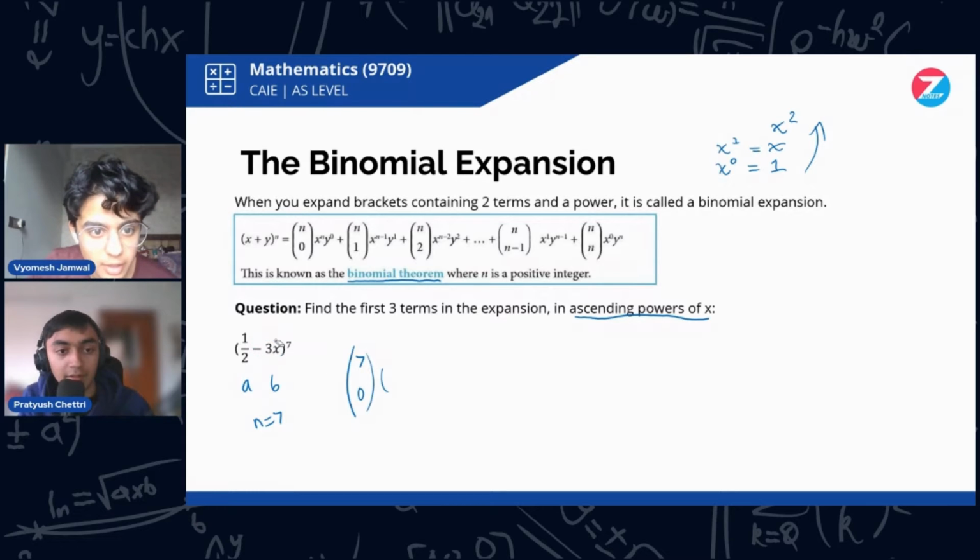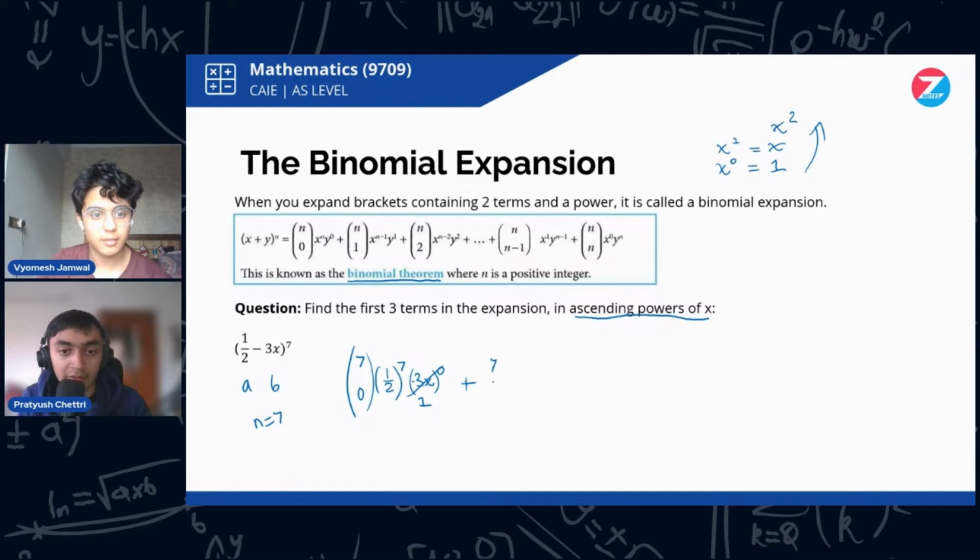Look at this, it says in the binomial expansion at the end, nC n times x to the power 0 times y to the power n. So here, oh wait, it's ascending powers of x. Okay, never mind, my bad. That makes sense. Initially it's going to be x to the power 0. So initially we have 1/2 to the power 7, and then minus 3x to the power 0, which is just 1. And just the first three terms.